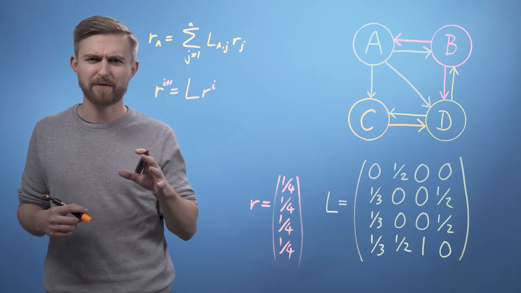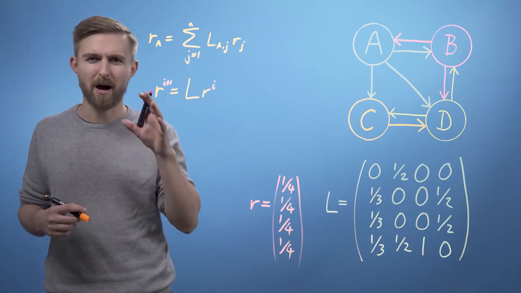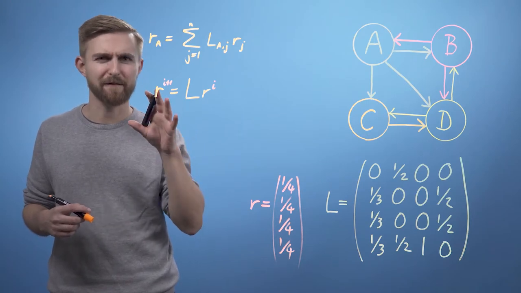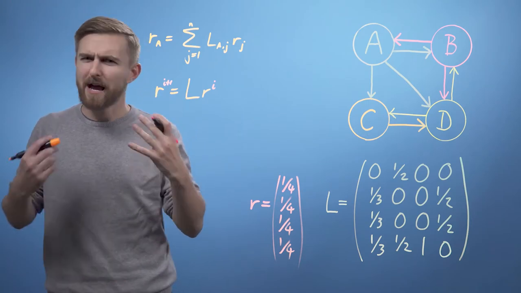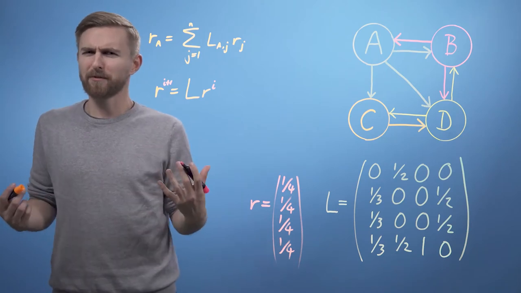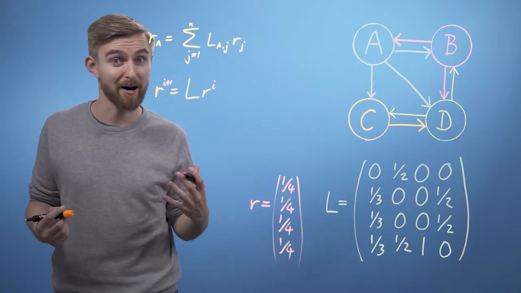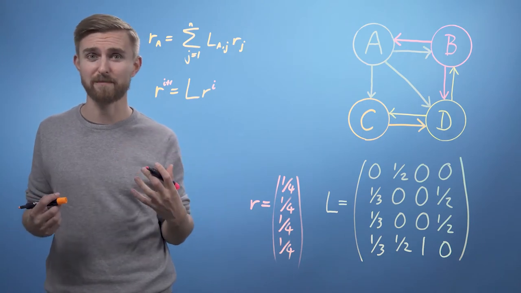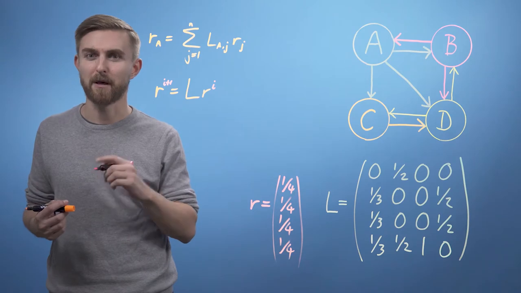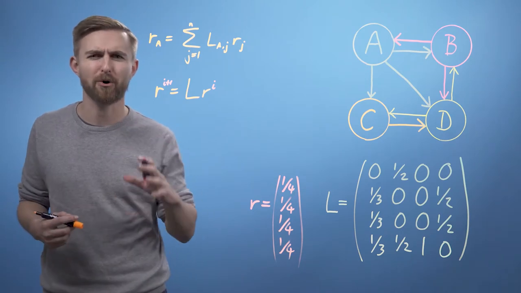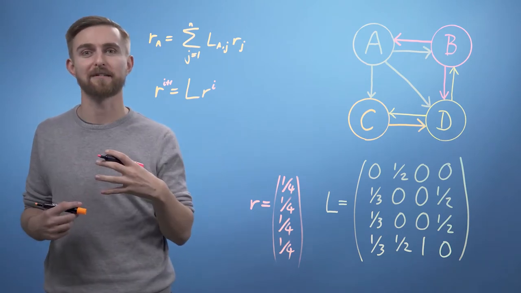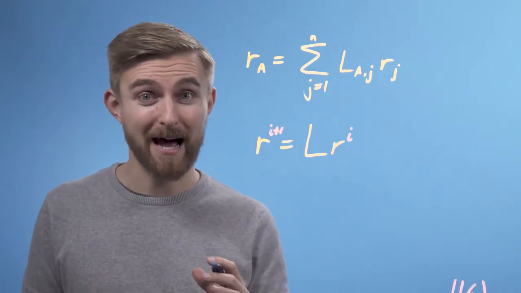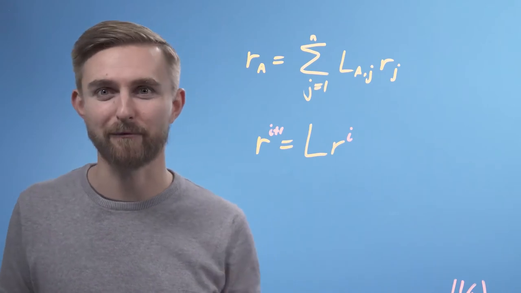Thinking back to the previous videos in this module, this implies that R is now an eigenvector of matrix L, with an eigenvalue of 1. At this point, you might well be thinking, if we want to multiply R by L many times, perhaps this would be best tackled by applying the diagonalization method that we saw in the last video. But don't forget, this would require us to already know all the eigenvectors, which is what we're trying to find in the first place.